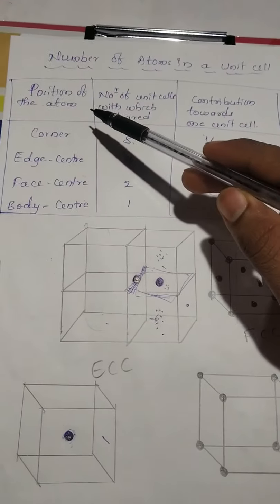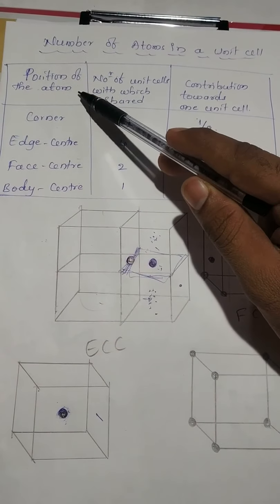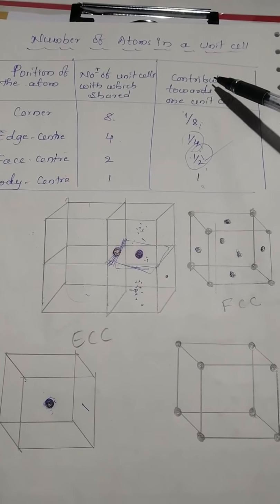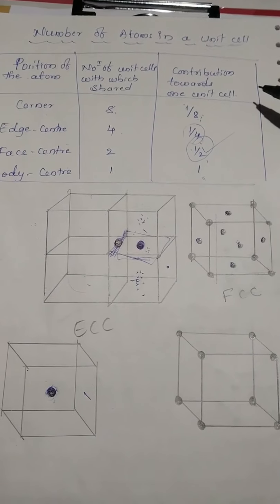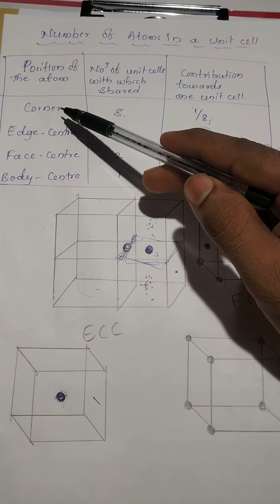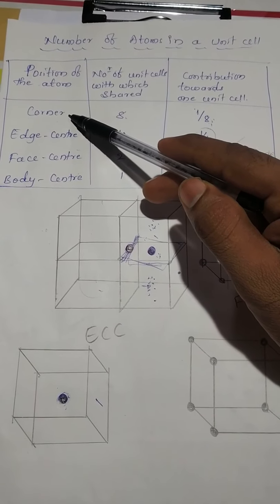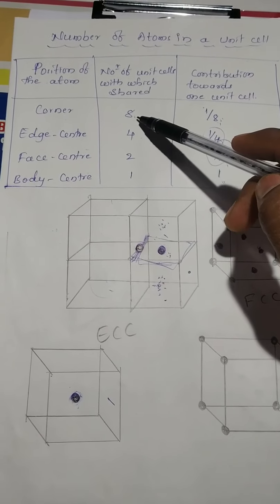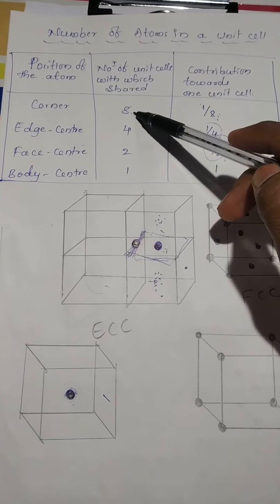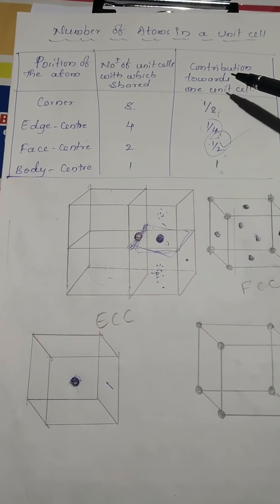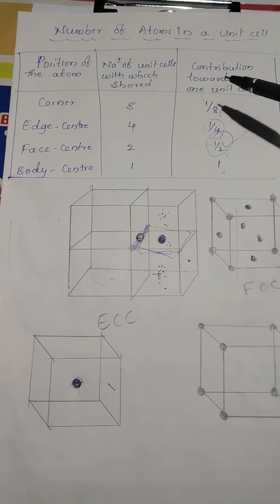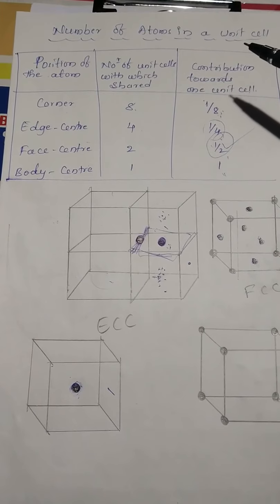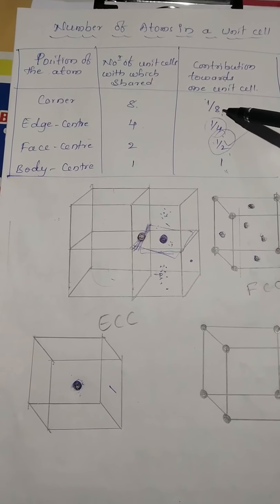Just see here: position of the atom, number of unit cells with which it is shared, and contribution towards one unit cell. If the atom is present at the corner of the cube, then that corner atom is shared by 8 unit cells. So the contribution of each corner atom towards one unit cell is 1 by 8.